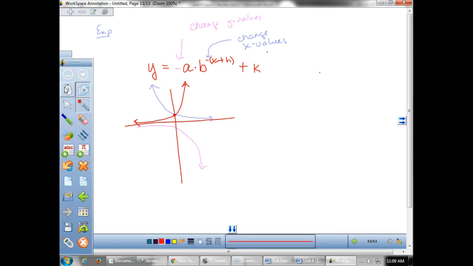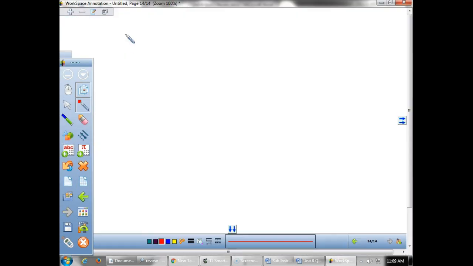Now, so let's do our logs. Logs are in the form y is equal to a log base b of x plus k. Have we really done anything with a? We have not done any stretching whatsoever with logs, and we're not going to. We're keeping it pretty basic with logs. But could I have a negative out front? Yes, I could. So what would that do?